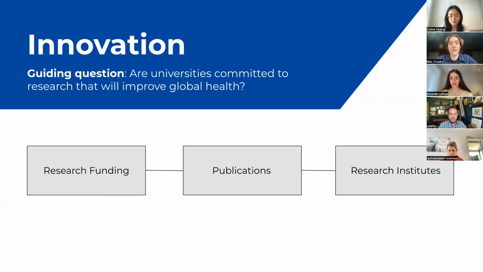Our third subtopic, institutions, looked for the presence of long-standing dedicated research institutes at Canadian universities aimed at global health. These institutes are critical to ensure strong commitments from universities towards improving global health through the existence of dedicated staff and funding going towards global health research.